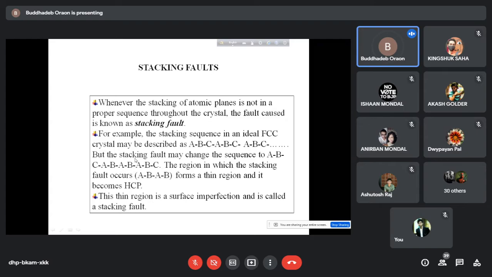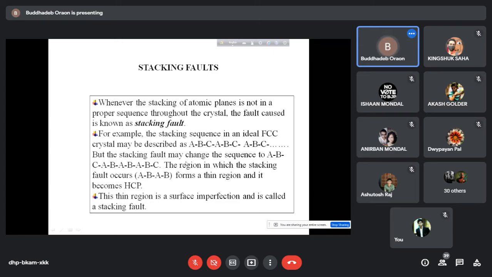But the stacking fault may change the sequence to ABC, then AB, again AB. So at this point C is missing two times, and then again ABC. So in the region where stacking fault occurs is AB and AB. So this is a thin region, and maybe it will form a HCP type of structure, HCP crystal structure. So from FCC, it is becoming HCP structure.